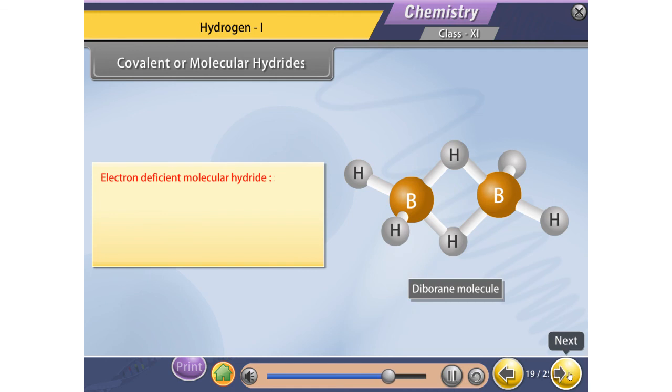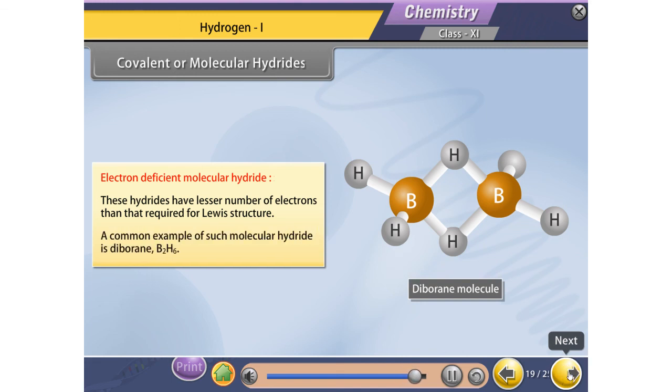Electron-deficient molecular hydrides. These hydrides have a lesser number of electrons than that required for the Lewis structure. A common example of such a molecular hydride is diborane.